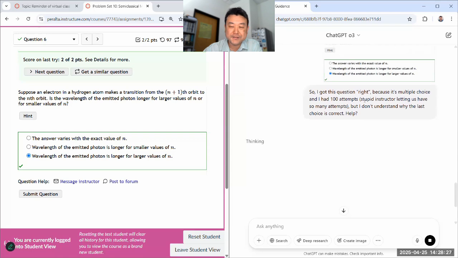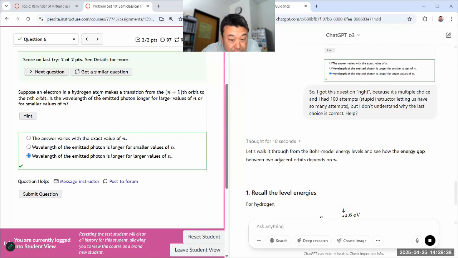ChatGPT will probably just ignore that insult, because it doesn't relate to what I'm asking, and then explain. Larger values of n means bigger energy, which means higher frequencies, so shorter wavelength. Wait, what? No, wait. Oh, no, no. This is about adjacent levels. So that spacing gets smaller, so smaller energy, so longer wavelengths.